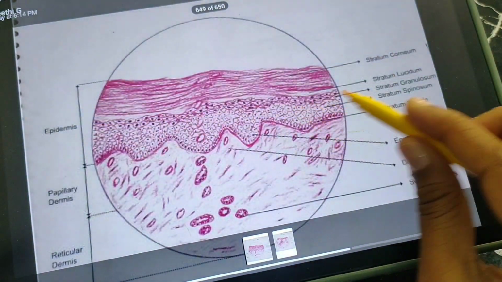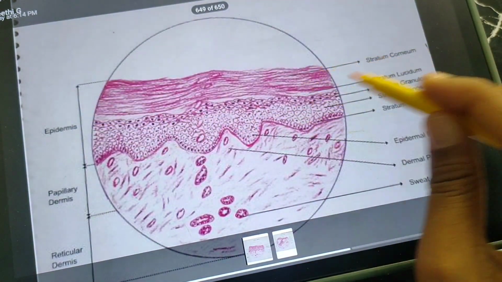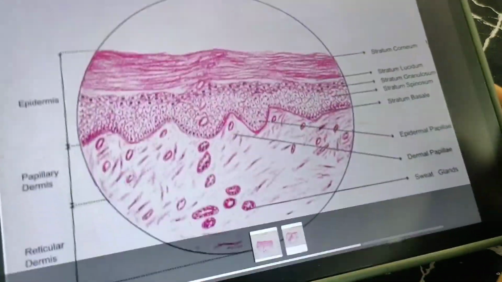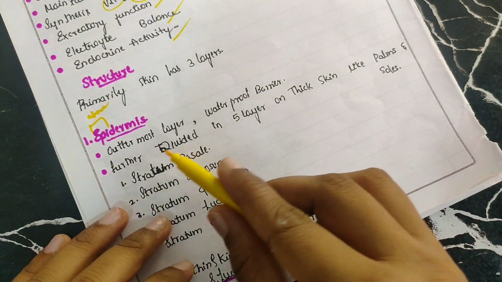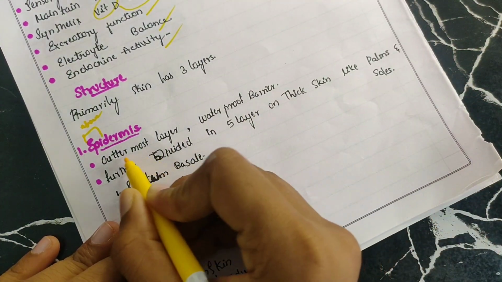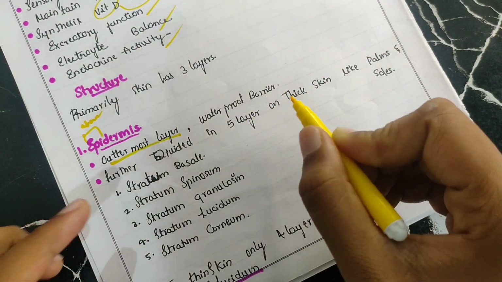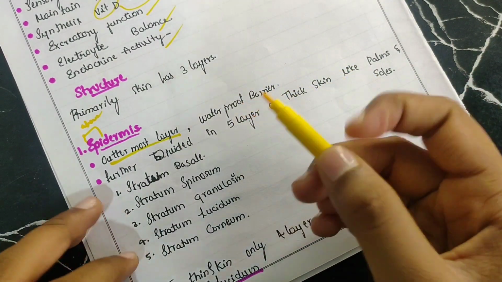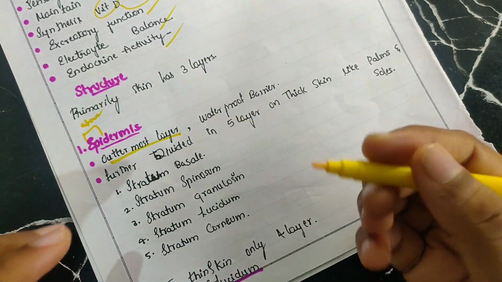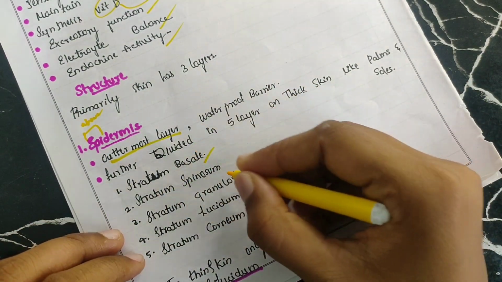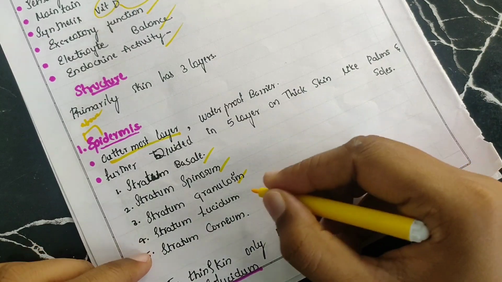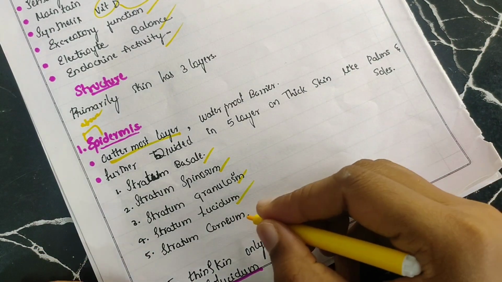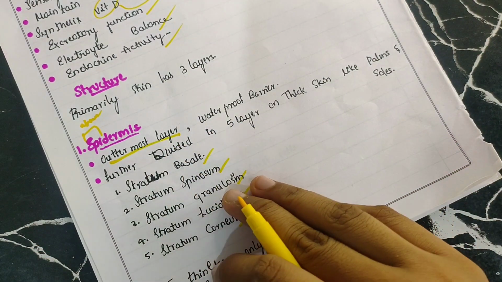For the epidermis, we will discuss how the layers are arranged and what they contain. The epidermis is the outermost layer, as we have seen, and it is waterproof because it contains keratin, which does not allow water. So it is a waterproof barrier. It is further divided into 5 layers: stratum basale, stratum spinosum, stratum granulosum, stratum lucidum and stratum corneum. I will show you the diagram image.